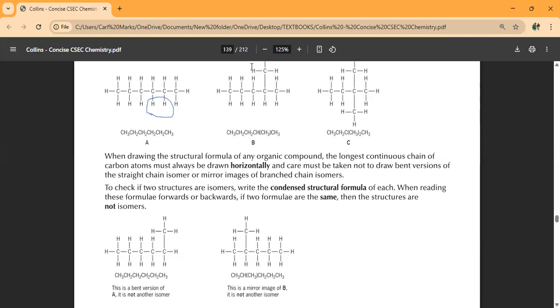But if you were to swing this around, you get the second one here at B. This is not different from B, from the middle one there. So this is not an isomer. So you gotta look carefully to see where the carbons are. This one is like a mirror image of B. And this one is just a bending of the carbon at the end of A. So these two at the bottom here are not isomers. So you gotta look carefully at them. With practice, you get it.